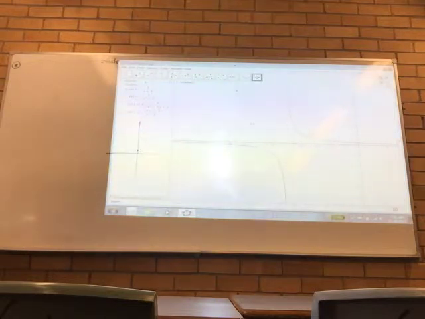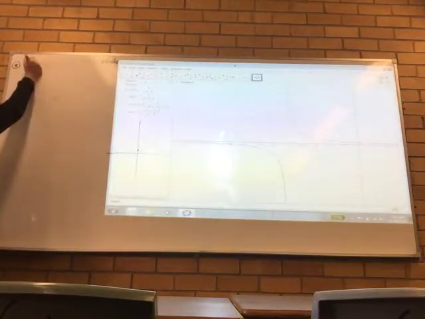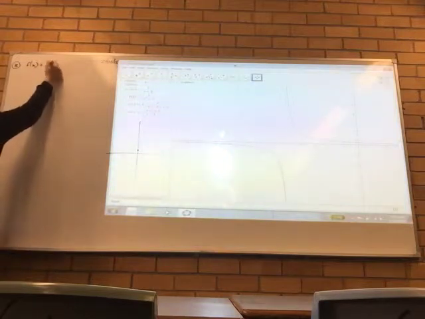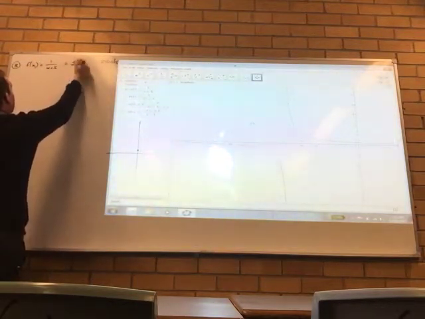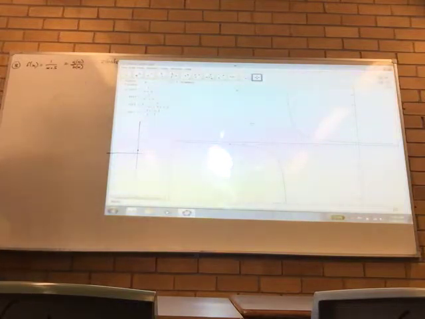Okay, number 3. So we're now looking at asymptotes. So f of x is 1 on x plus 5, which is your g of x over h of x. So both of them are polynomials. Okay, and you should always get polynomials for these style examples.